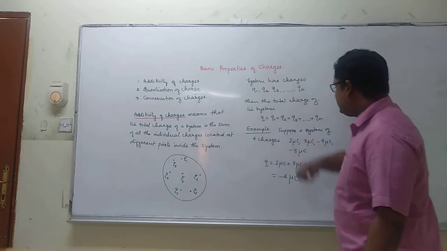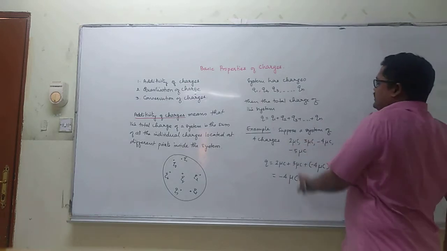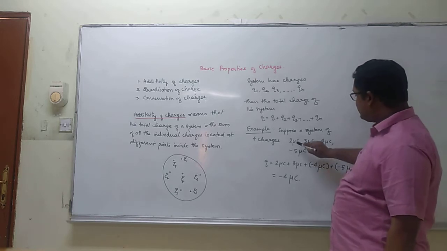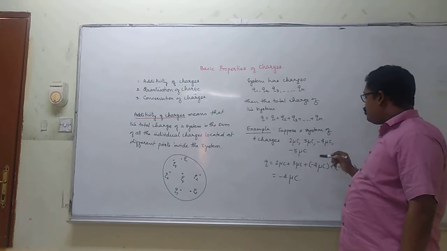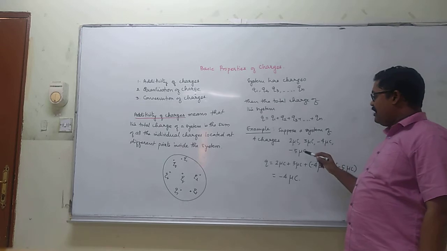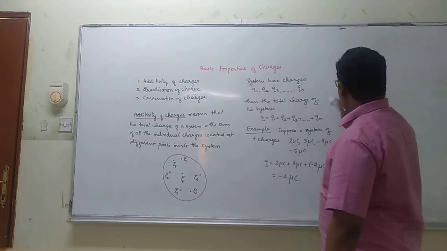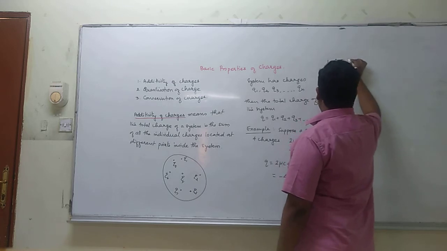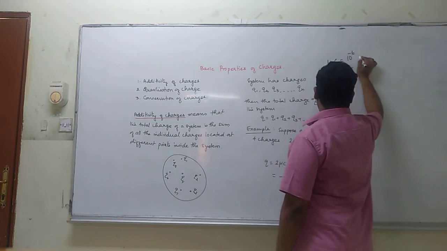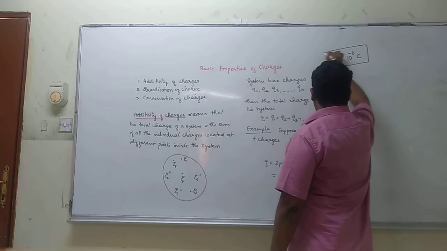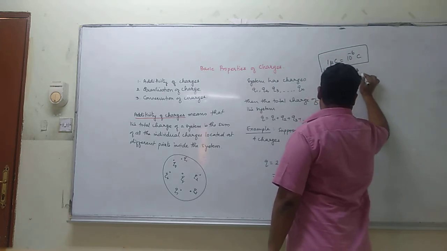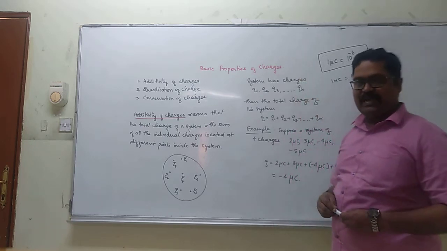Now, an example is given over there. Suppose we are taking a system which is made up of 4 charges. The charges are 2 microcoulomb, 3 microcoulomb, minus 4 microcoulomb and minus 5 microcoulomb. When you say the word micro, 1 microcoulomb is 10 to the power minus 6 coulomb. And 1 millicoulomb will be equal to 10 to the power minus 3 coulomb. That is to be kept in mind.